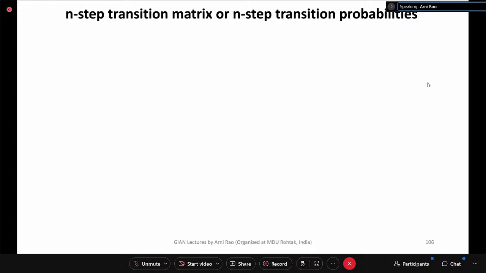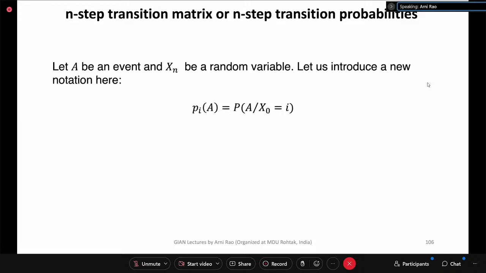And then next we see the n-step transition probabilities. In general, by this time all the participants would have understood 2-step, 3-step, similarly n-step. So if A is an event, and X is a random variable, there is a new notation here. P of A stands for the probability of event A, the same as the previous notation. PIA is a new notation I've introduced. PIA means you start from I and reach A. Previously it was IJ, now it is I to A.